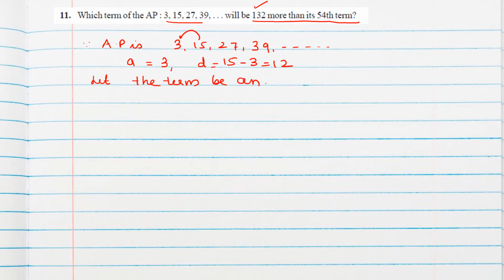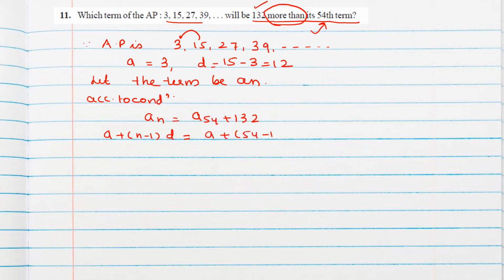So that term AN is 132 more than. 132 more means 132 we should add. In which do we have to add? In the 54th term. So according to the condition, we can write AN is 132 more than the 54th term. Now the AN formula we can write as A plus N minus 1 D. A54 also we can write as A plus 54 minus 1 D, and plus 132.